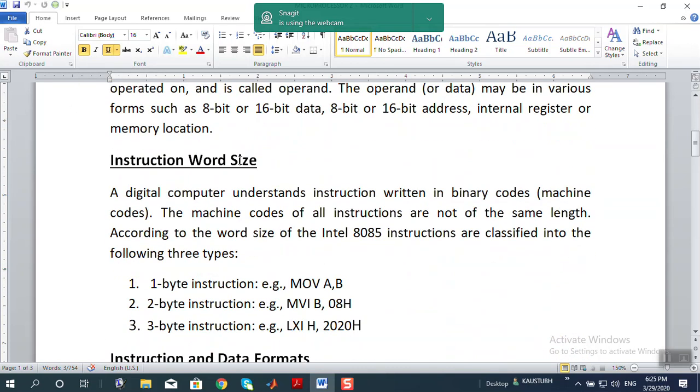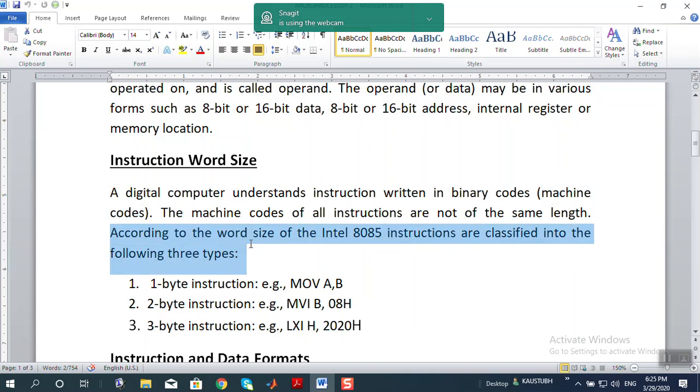Now coming to the instruction word size. As you know, a digital computer or CPU or microprocessor ultimately understands the instructions or commands written in binary only, which we call machine code. The machine codes of all the instructions are not of the same length. Sometimes it may be 8-bit, 16-bit, 32-bit, like that.